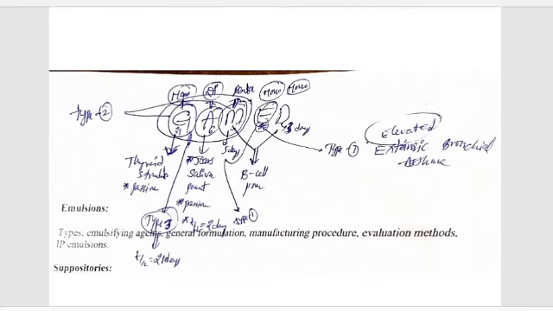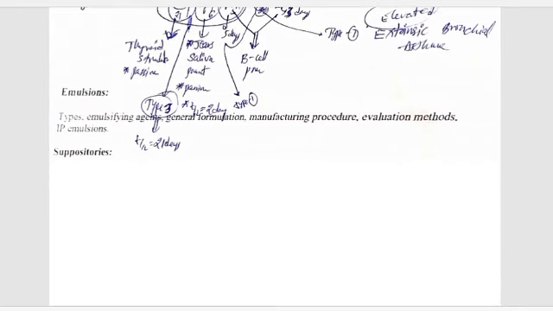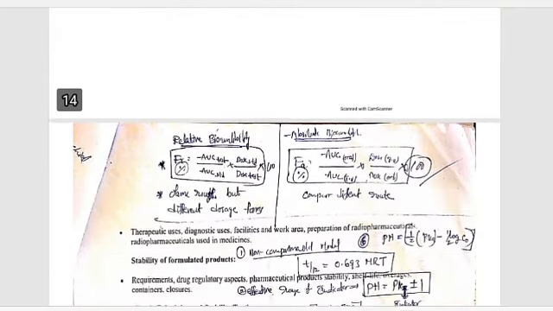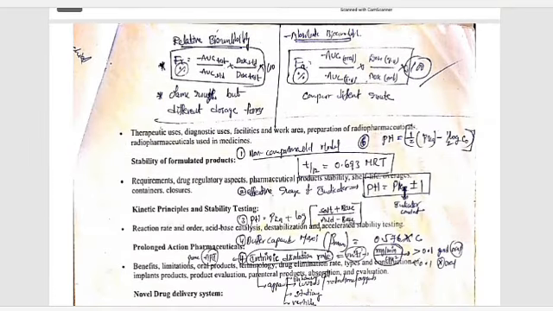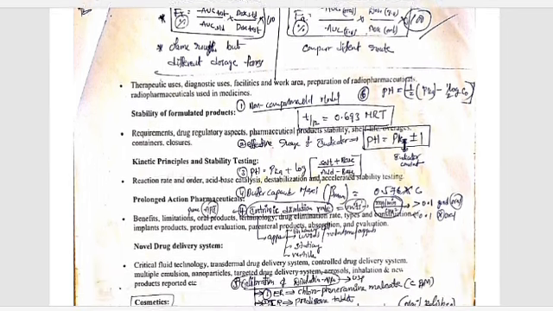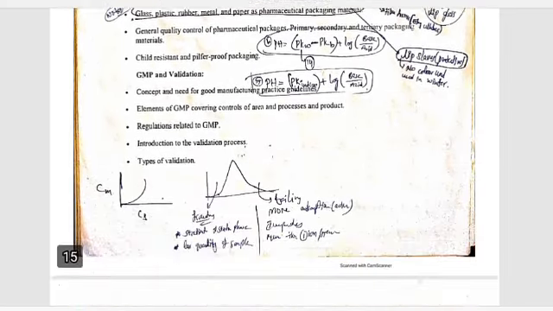And IgG, IgA, IgM, IgE and IgD, these are some of the antibodies. For them some of the important points also I have written for my quick revision. Like this I have written, and also relative bioavailability and absolute bioavailability. If you see, all the concepts I have written here only.